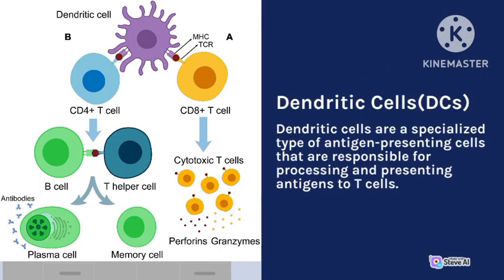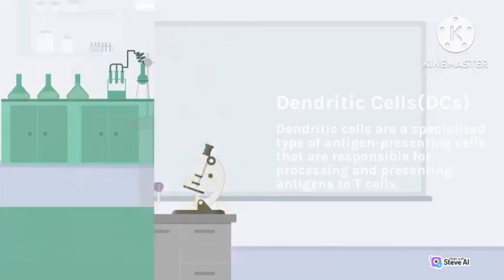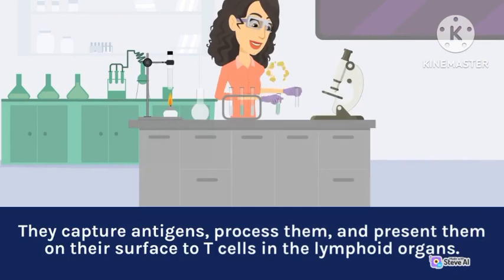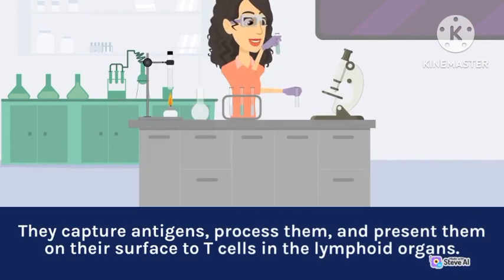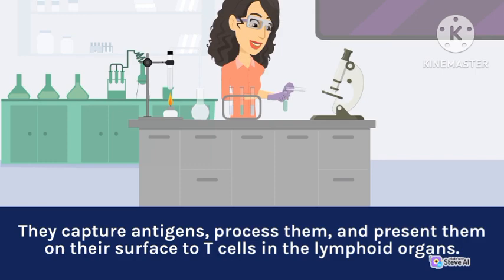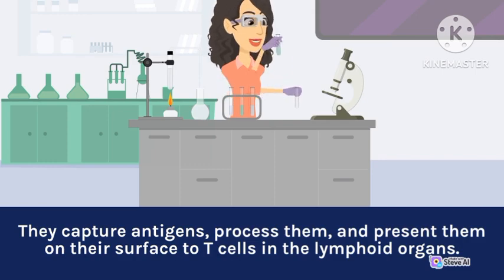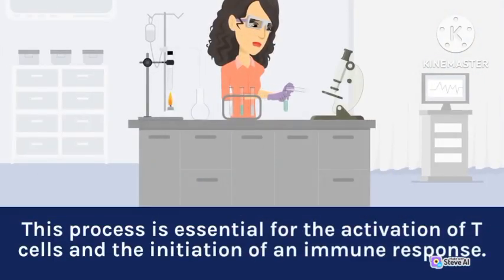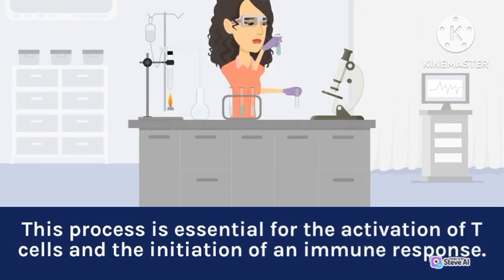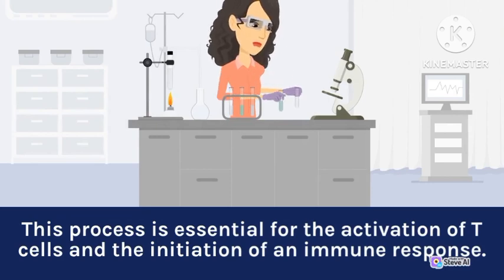Dendritic cells, DCs. Dendritic cells are a specialized type of antigen-presenting cells that are responsible for processing and presenting antigens to T cells. They capture antigens, process them, and present them on their surface to T cells in the lymphoid organs. This process is essential for the activation of T cells and the initiation of an immune response.